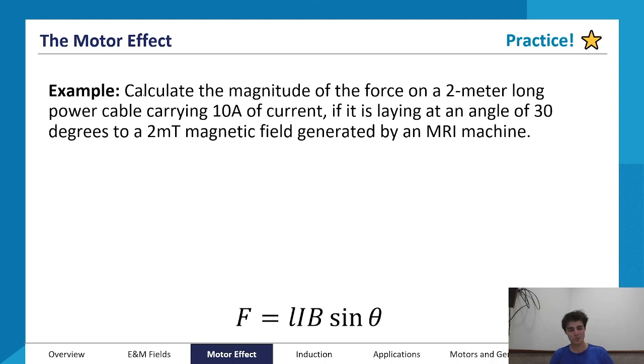For this case, I reckon it's probably a good idea to draw out a little diagram. So we can say here is our magnetic field. It's our 2 millitesla magnetic field.